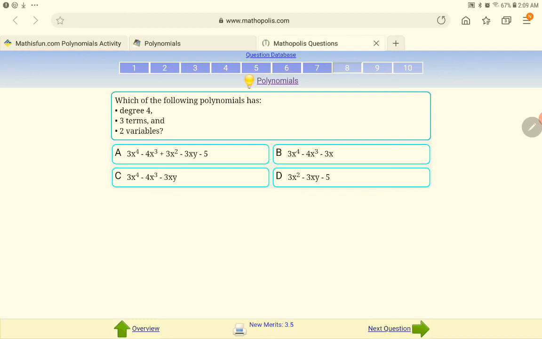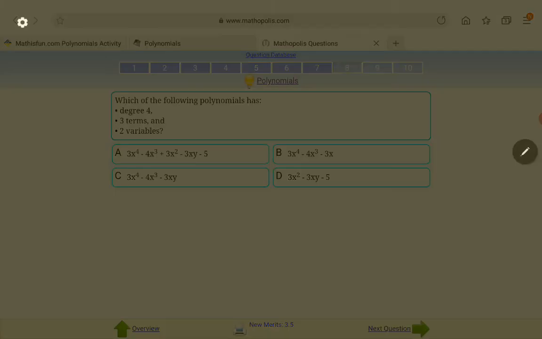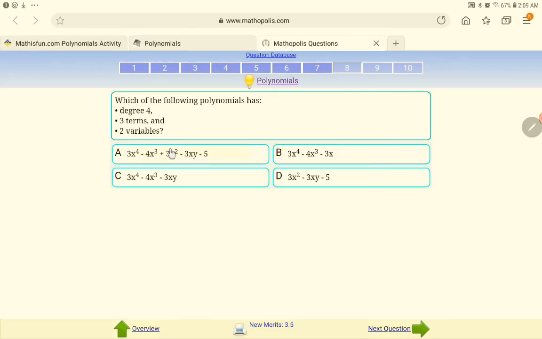So which of these polynomials has a degree 4? Let's see. Oops, sorry. So this one has a degree 4. Yeah, A is good. C, degree 4, yes. D has a degree of 2, right? There's a 2 there, and if I add the x and y exponents, I still get 2. So D is out. D is not a degree of 4. So it could still be A, B, or C.